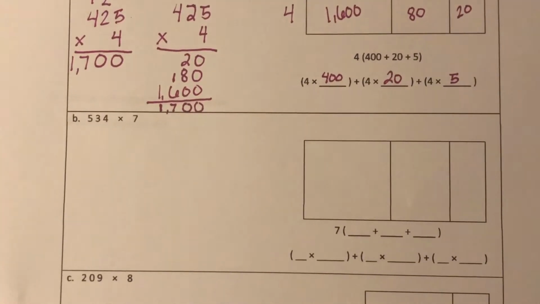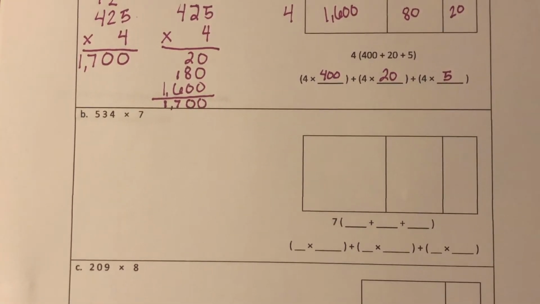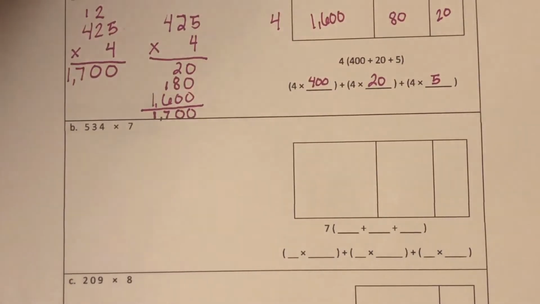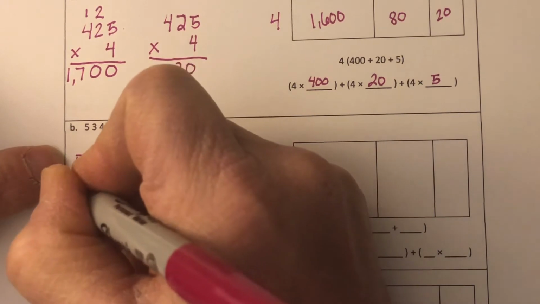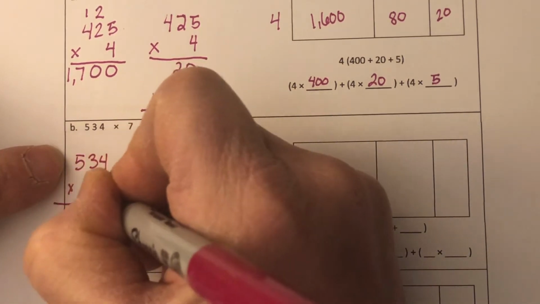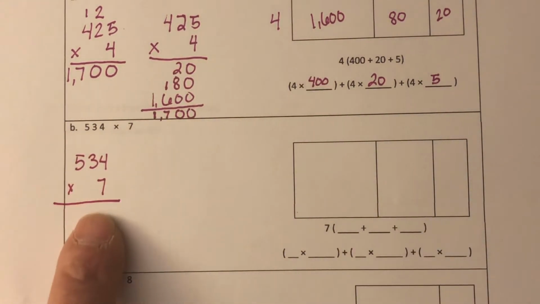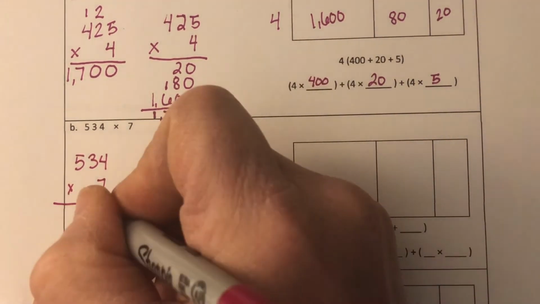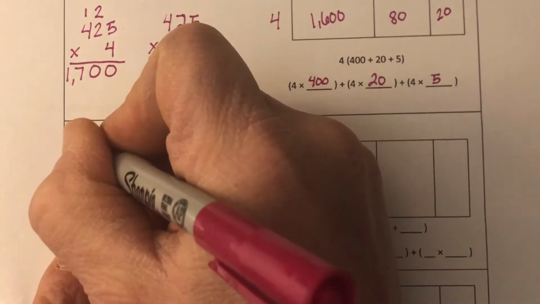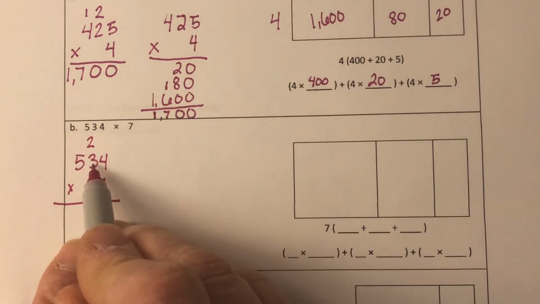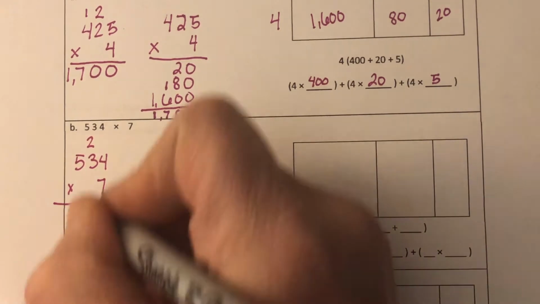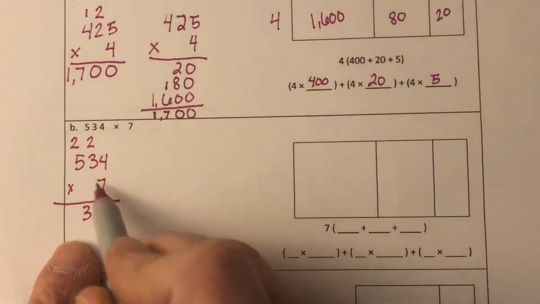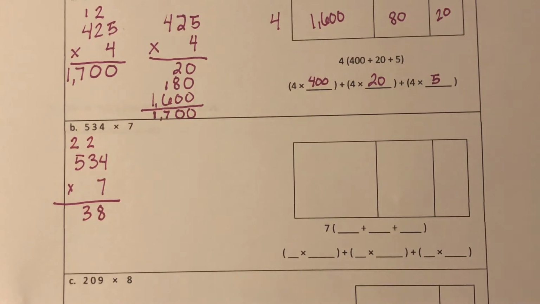I see here I've got 534 times 7. Let's do these things in order. First, I have to solve with the standard algorithm. 534 times 7. 7 times 4 is 28. Put down the 8, carry the 2. 7 times 3 is 21, plus 2 makes 23. Down goes the 3, carry the 2. 7 times 5 is 35, plus 2 is 37.